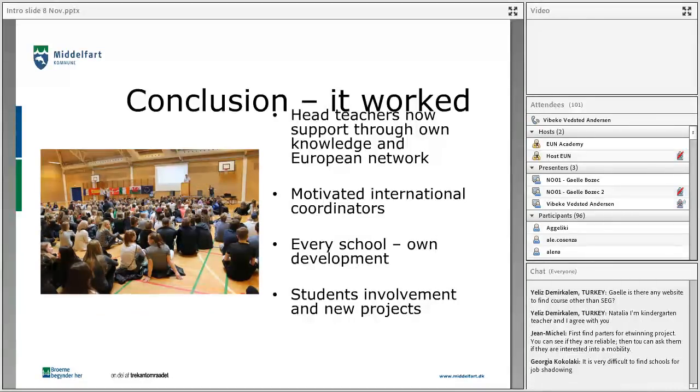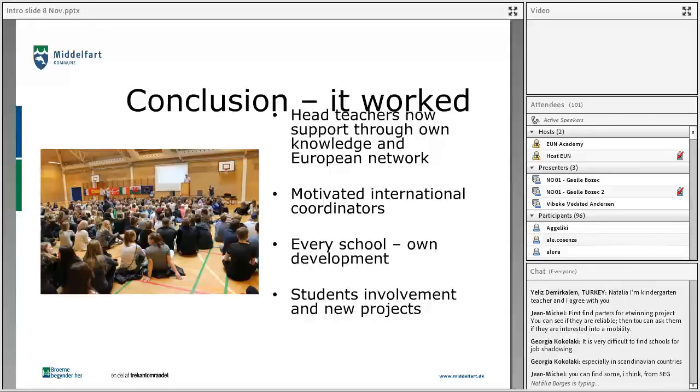Our conclusion in Middelfart is that this worked. It was very, very nice to have a strict plan, a strategy, and KA1 and Erasmus Plus helped us go from strategy, from words, from talking, to action. This was what we wanted, and we also needed to involve as many as possible.